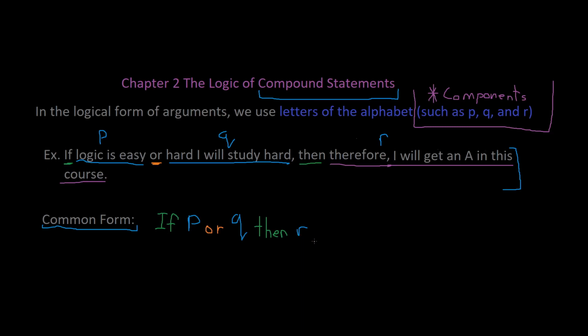I hope you understand what's happening here. What we just learned right now, I'm going to summarize it, is that we have components. In logic, we use components, such as P, Q, and R. Here we're given a compound statement. Within this compound statement, we need to break it down into one statement, right? So one statement would be, if logic is easy.